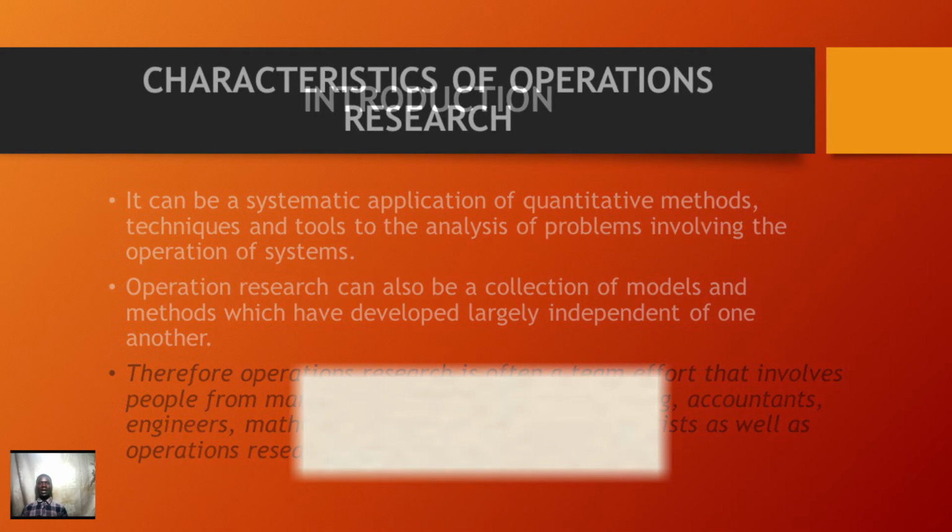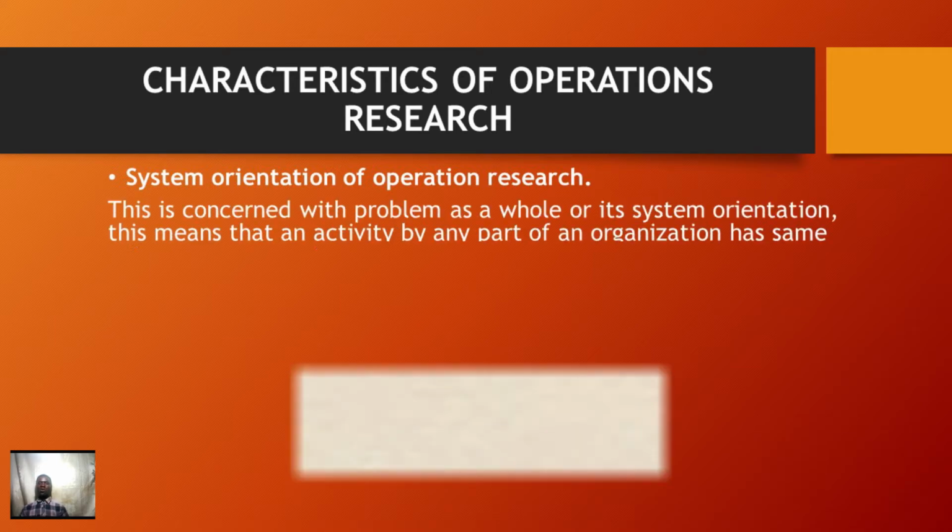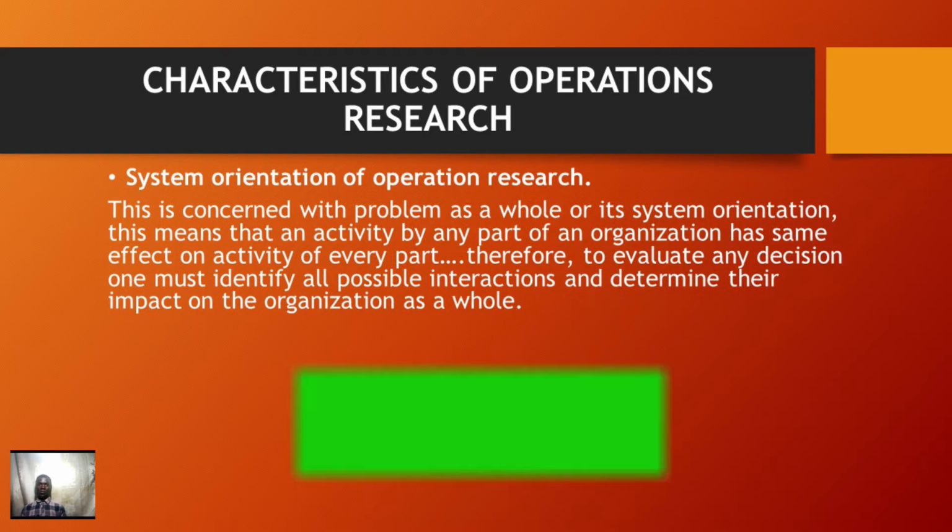So we have what we call characteristics of operations research. Operations research is comprised of system orientation. System orientation is concerned with a problem as a whole. This means that the activity of any part of an organization has an effect on the activity of every part. So one has to evaluate the decision in order to identify all the possible interactions and determine their impact on the organization as a whole. So that is system orientation.